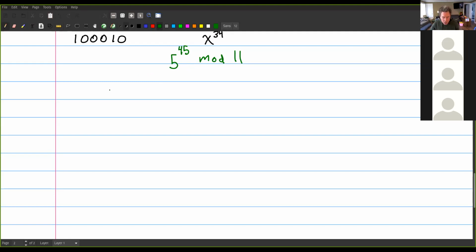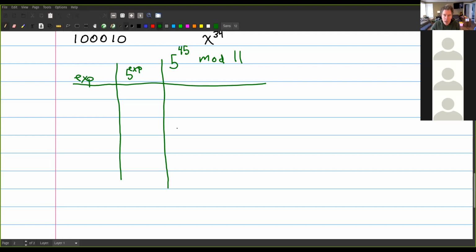Okay, so let's just do it the long way. So again, here's the exponent in binary, and here I'll write 5 to the x, whatever that is, and here I'll record the operation. So we start out with just regular 5, and so the exponent is always 1 to begin with, and we need to express 45 in binary. So 45 is equal to 1, 0, 1, 1, 0, 1. I tried to pick something that had a mix of zeros and ones.